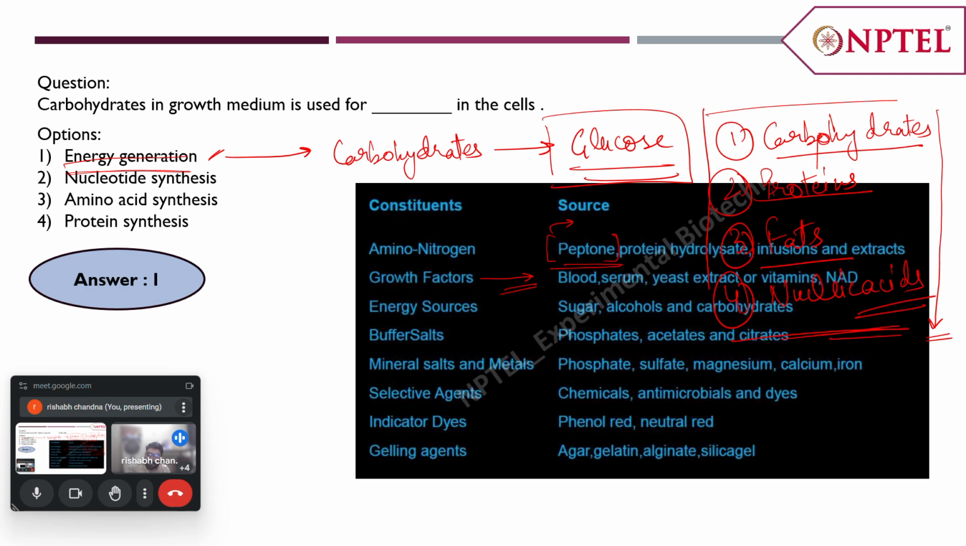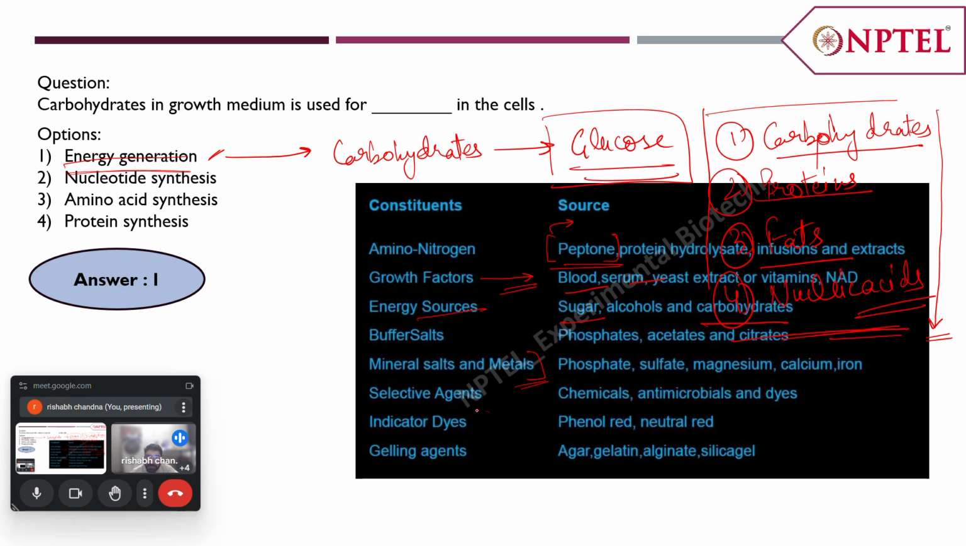But in case of animals and plants, we need certain and more growth factors that help us to grow these cells. In that case, we need blood serum. These provide growth factors that are present inside our body. Then come the energy sources. Here the major energy sources are carbohydrates or sugars. Then the buffer salts for maintaining the pH, because the pH of the organism is maintained. So we need buffer salts also. Then come the mineral salts and metals. This is for maintaining the structural integrity of the cell, because certain metals are also needed there.